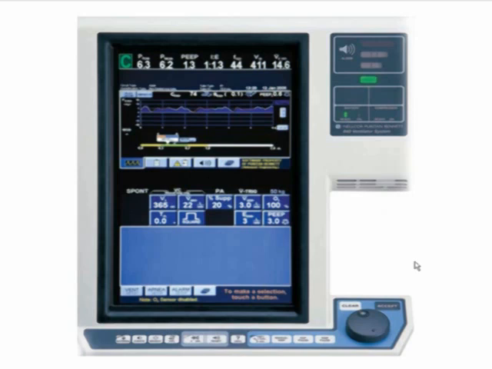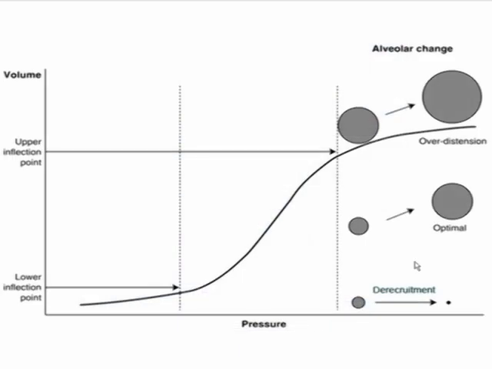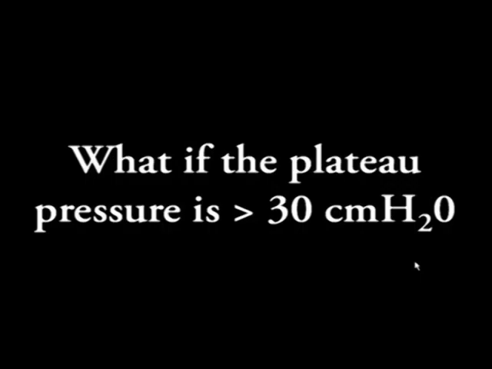If it's greater than 30, what do you do? Well, if it's greater than 30, that means these lungs are at risk for overdistension. The alveoli are getting put at risk of barotrauma. That's not good. So what do you do if the plateau pressure is greater than 30?